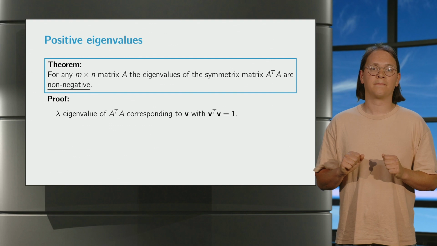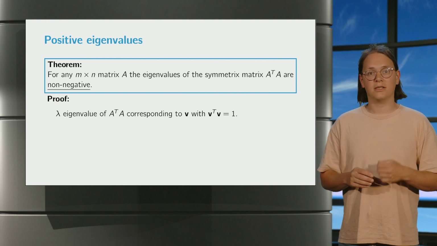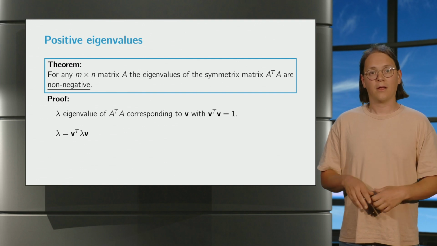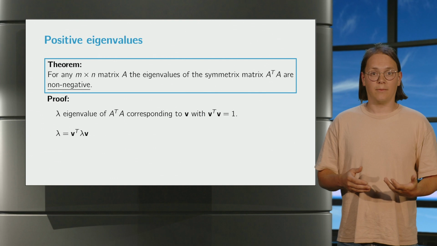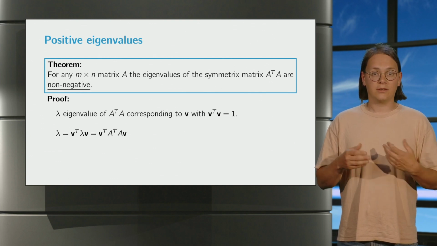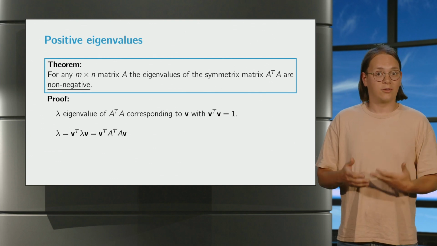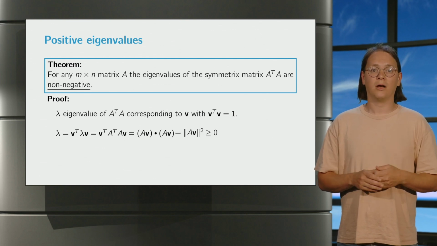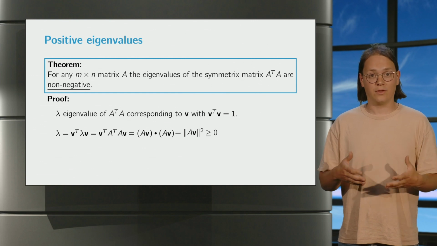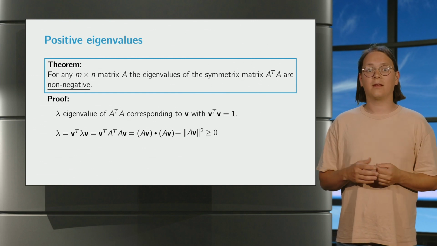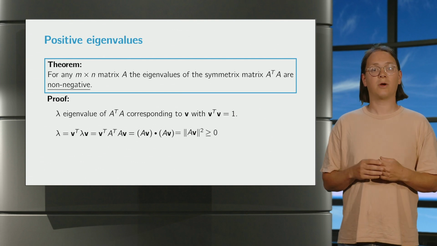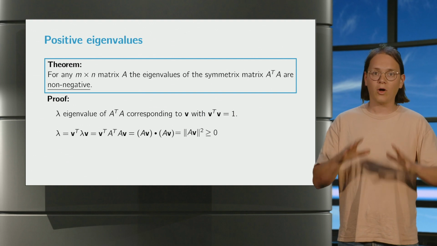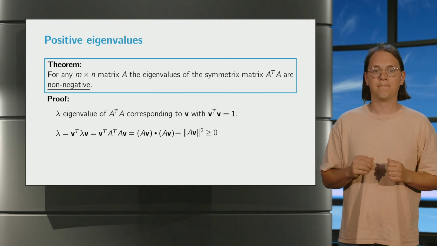The proof is actually quite simple, since if lambda is an eigenvalue corresponding to a vector v of length 1, then lambda equals v transpose times lambda times v. This in turn equals v transpose times A transpose times A times v, since v is an eigenvector with eigenvalue lambda. Of course, this is simply the dot product of A times v with itself, which is the norm of A times v squared, which, being a quantity squared, must be non-negative. So we can always take the square root of all eigenvalues of A transpose A.